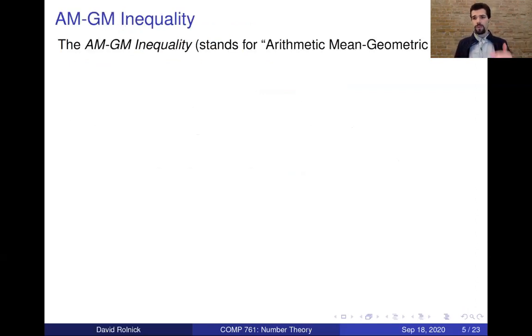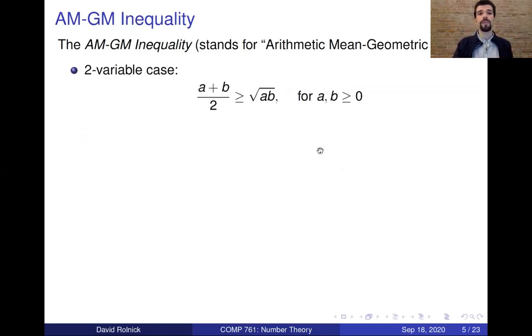A slightly more sophisticated inequality, which comes up again and again and again, is called the AM-GM inequality, which stands for arithmetic mean, geometric mean. And it'll be clear in a few moments why that is the case. So the two variable case of AM-GM is that (a plus b) over 2, so the average of a and b, is greater than or equal to the square root of ab. And this is the case only for non-negative a, b. So a, b greater than or equal to 0.